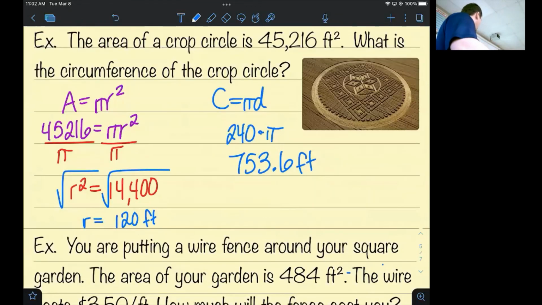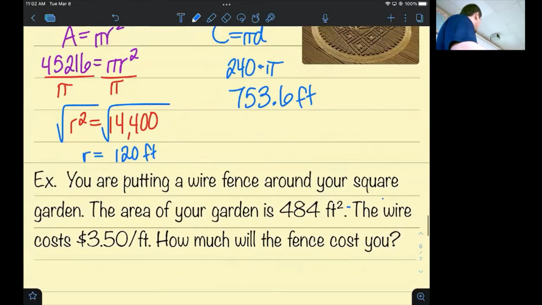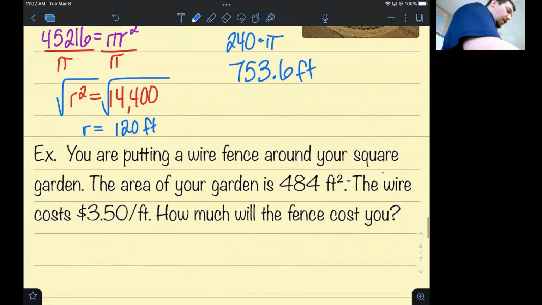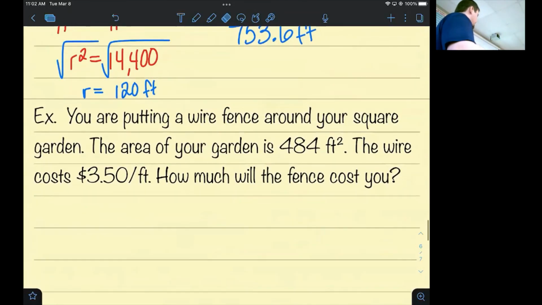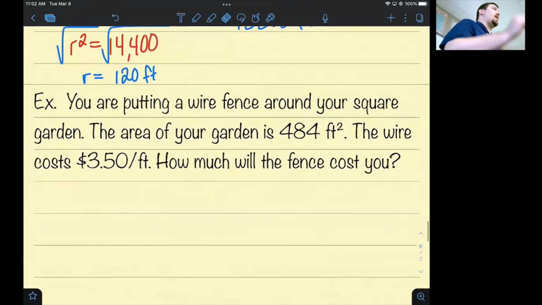All right, and then one more problem. You're putting a wire fence around your square garden. The area of your garden is 484 feet squared. The wire costs $3.50 per foot. How much would the fence cost you? Well, if I'm putting the wire around my square, can you get that, somebody? If I'm putting the wire around my square, what would I call that distance, Brady? Perimeter, exactly. And I need to know the side length.